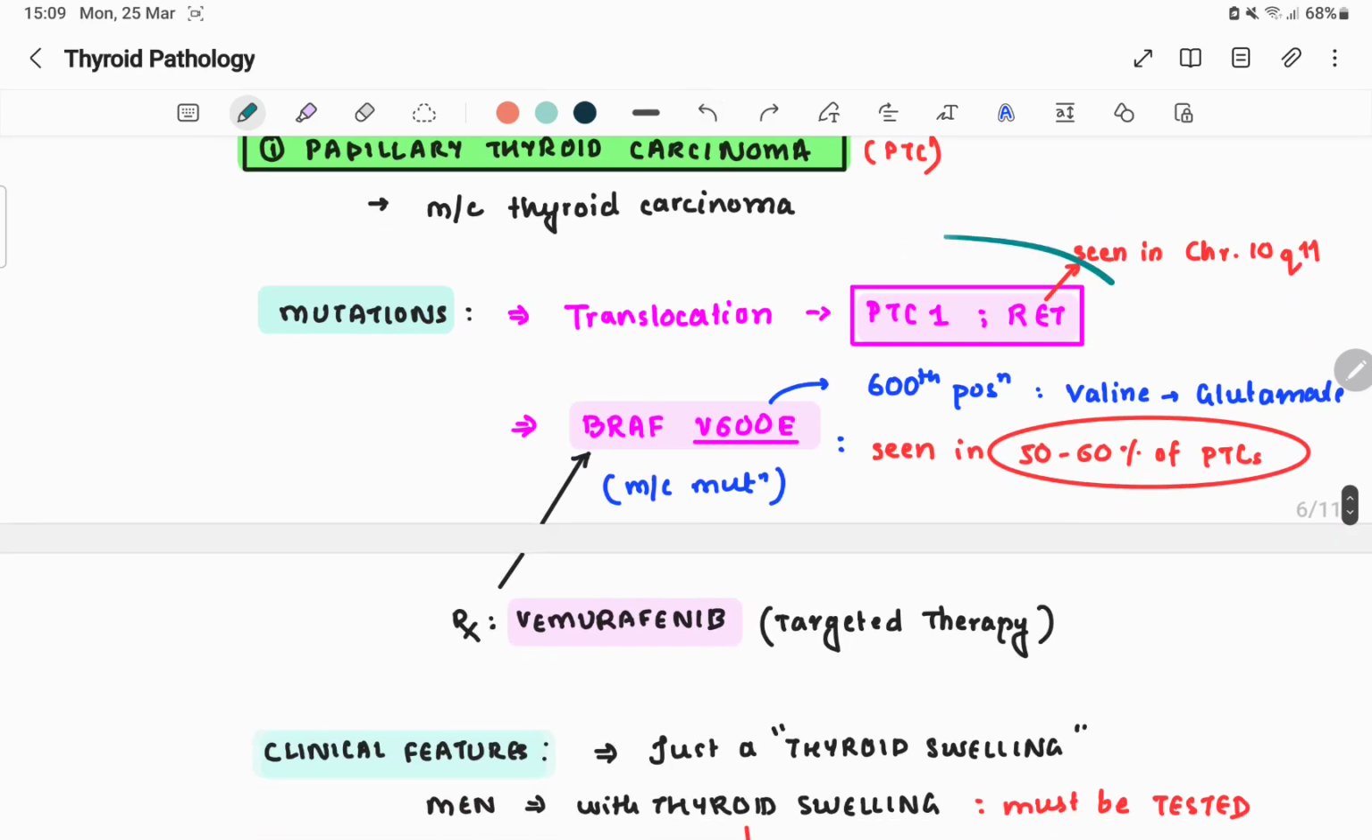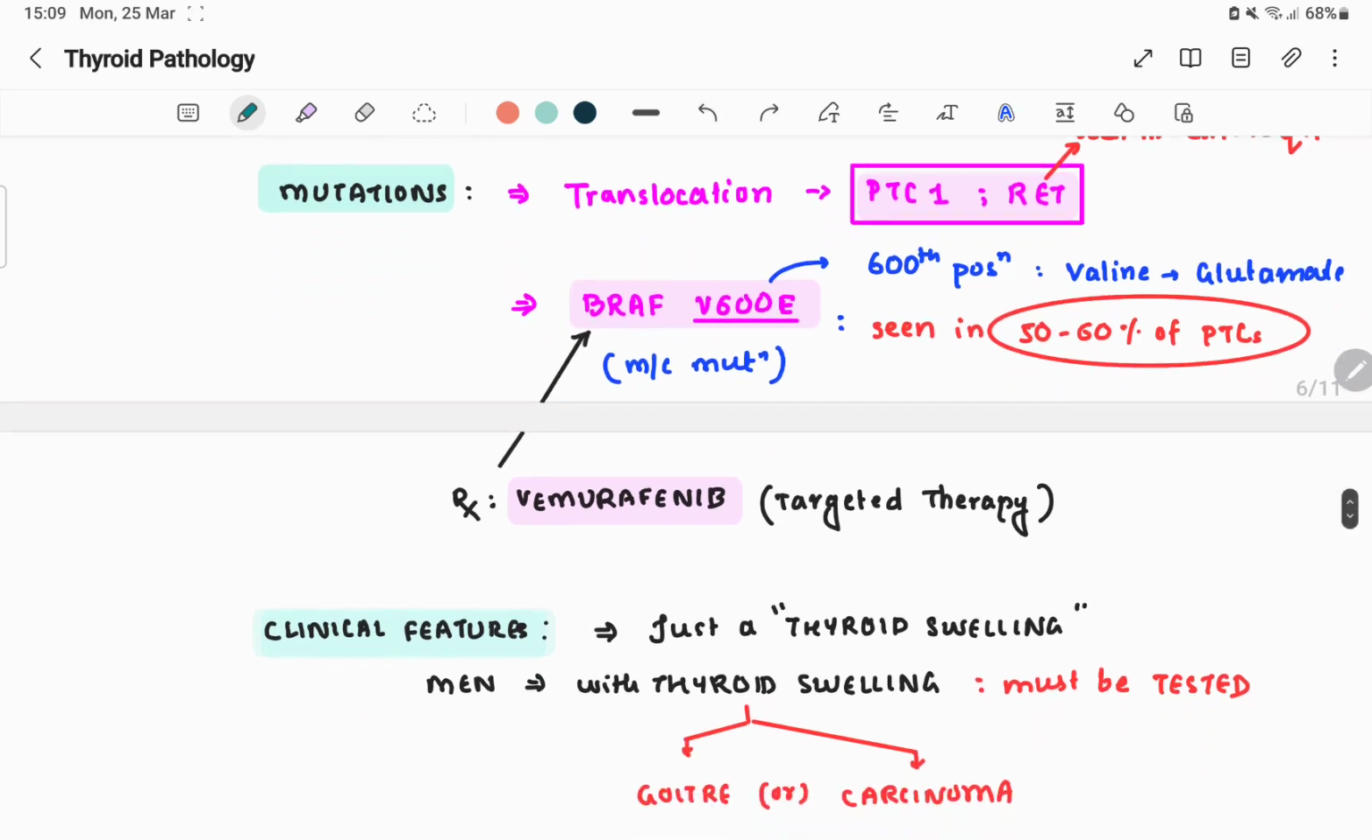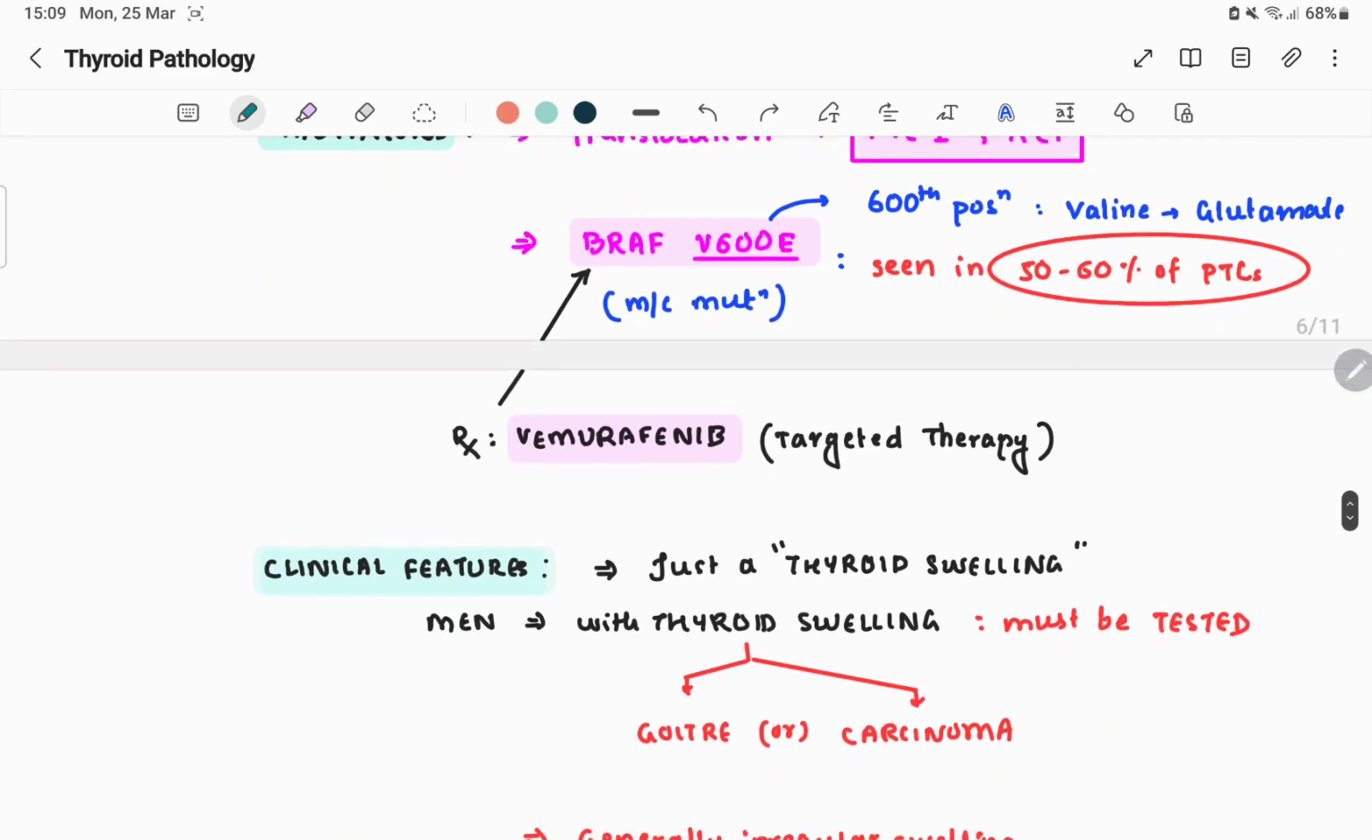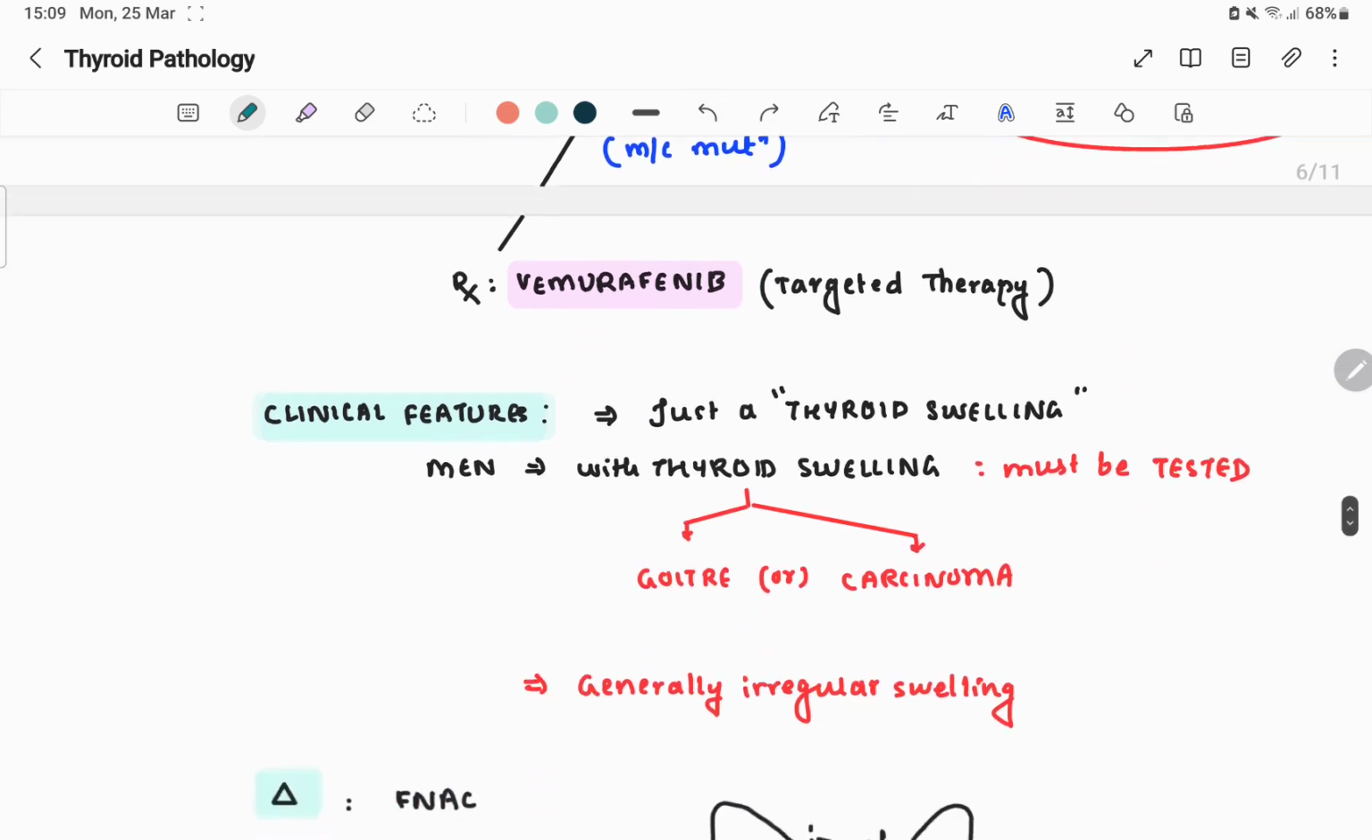The mutation is the translocation involving the PTC1 and RET genes, or the BRAF V600E mutation. In this V600E mutation, valine is replaced by glutamate, and 600 means the 600 position of the BRAF gene. It is the most common type of mutation, and targeted therapy may be used against it, like vemurafenib.